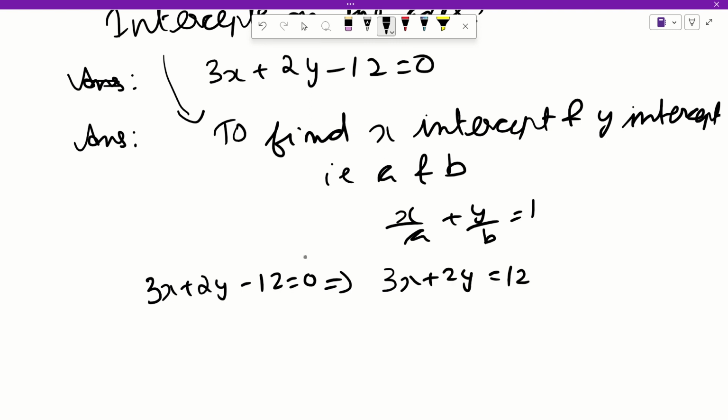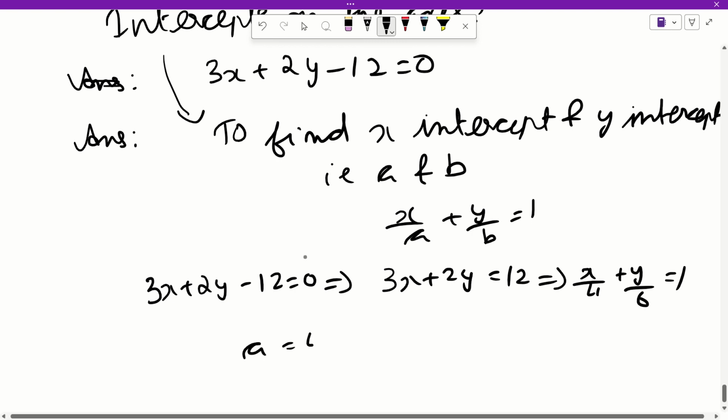Let's divide by 12 throughout. Implies, what is 3x by 12? x by 4 plus y by 6 equal to 1, right? So from here we can analyze what the x-intercept is. The x-intercept is given by a equal to 4, the y-intercept is given by b equal to 6. That's the answer.